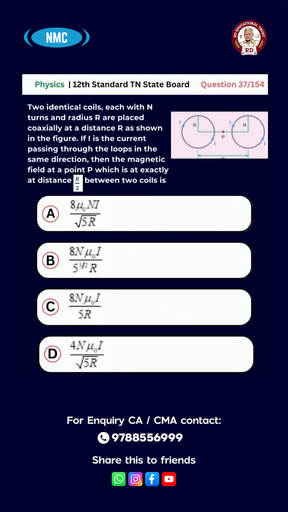Question number 37. Two identical coils, each with n turns and radius r, are placed coaxially at a distance r as shown in the figure. If I is the current passing through the loops in the same direction, then the magnetic field at a point P, which is at exactly a distance r by 2 between the two coils, is: option A, 8n mu naught I by root 5 R; B, 8n mu naught I by 5 power 3 by 2 R; C, 8n mu naught I by 5 R; D, 4n mu naught I by root 5 R. The right answer is option B, 8n mu naught I by 5 power 3 by 2 R.